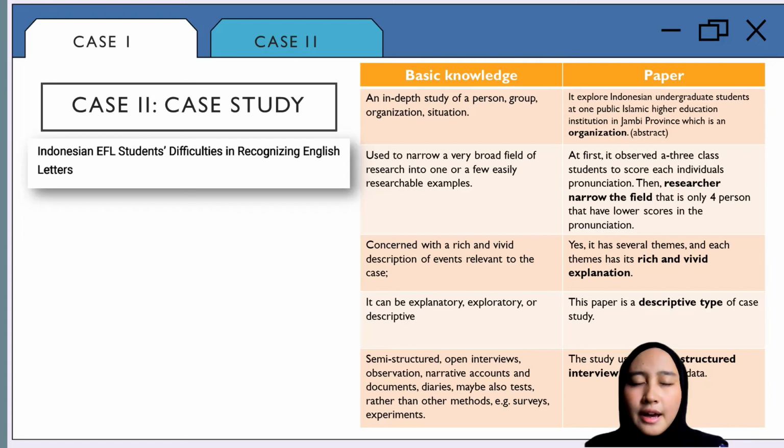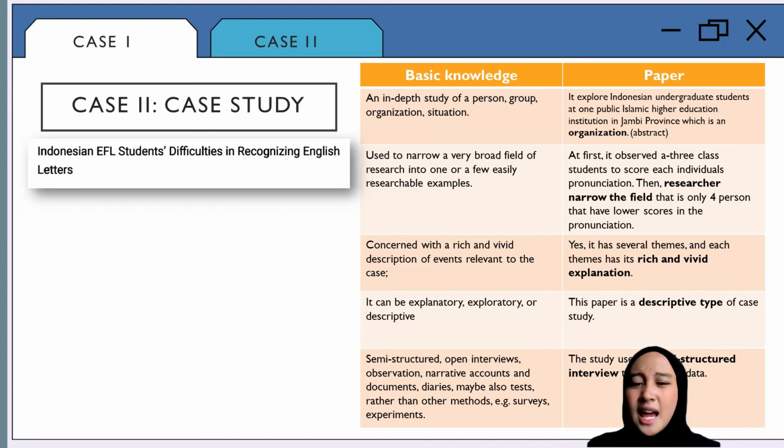I have read in the paper that it was first conducted by observation. It observed three classes with so many students, and then the researcher filtered from the observation. They conducted scoring of students' pronunciation ability, and they found four students who still have lower scores in pronunciation. Next, it is concerned with a rich and vivid description of events relevant to the case.